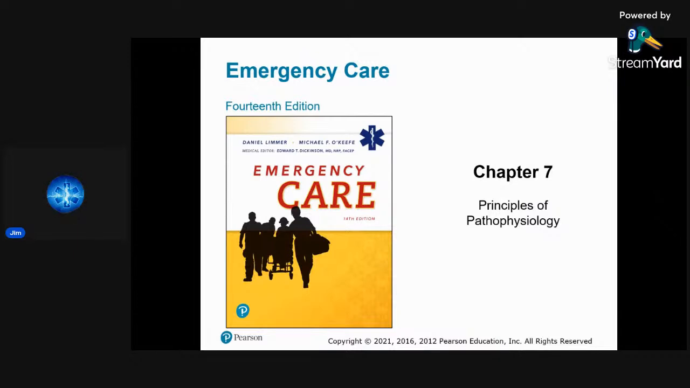Chapter 7, The Principles of Pathophysiology. Before we get started, I want you to know this is an EMT class, not a biology class and not a chemistry class. So we're not going to go into great detail on pathophysiology, but we will go over the basics.